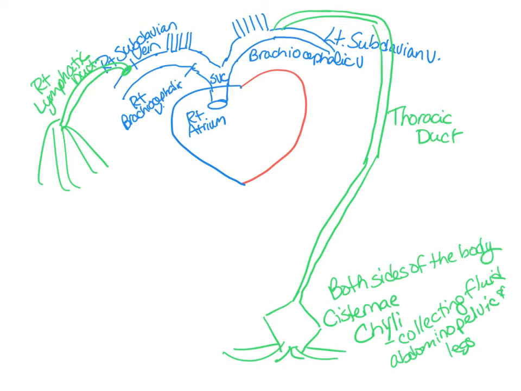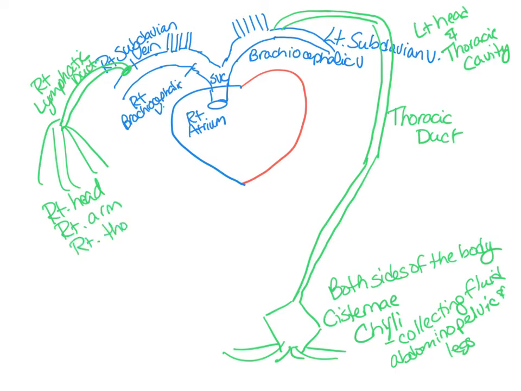Also draining into the thoracic duct is the left head and thoracic cavity. And the right lymphatic duct, all that's draining into there is a much smaller portion. It is the right side of the head and the right arm and the right side of the thoracic cavity.